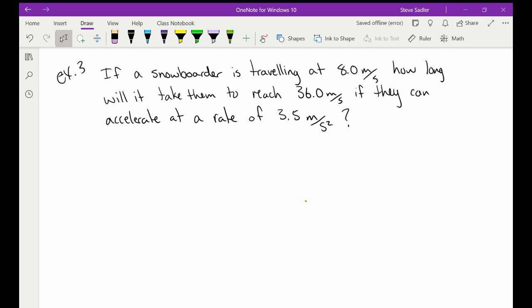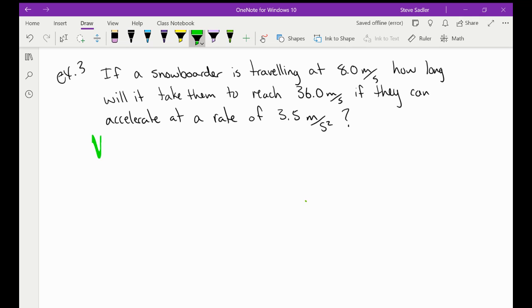So it says here, if a snowboarder is traveling at 8 meters per second, how long will it take them to reach 36 meters per second if they can accelerate at a rate of 3.5 meters per second squared? So again, let's make our list. What do we know? A snowboarder is traveling at 8 meters per second. How long will it take them to reach 36 meters per second?